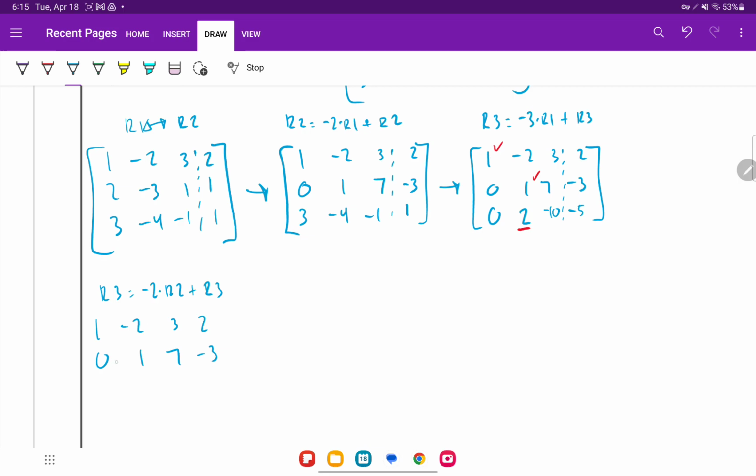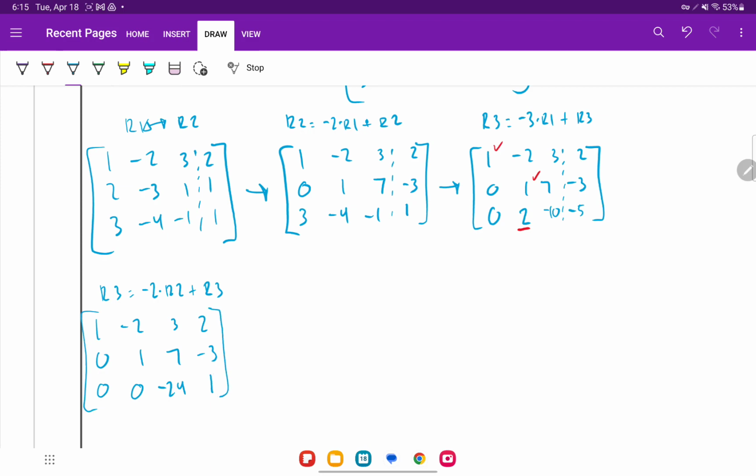-2 times 0 is 0. 0 plus 0 is 0. -2 times 1 is -2. Plus 2 is 0. -2 times 7 is -14. -14 minus 10 is -24. -2 times -3 is 6. 6 minus 5 is 1.